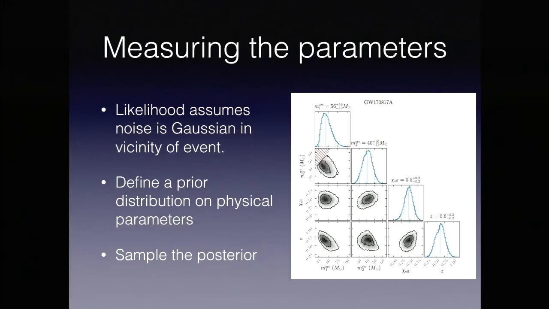So this is the latest event we published. And what you do is that you define a likelihood function assuming the data is completely Gaussian in the vicinity of the event. You define a prior distribution and you sample from the posterior. Sounds easy. It takes a while to understand it's easy, but then it's not that easy. But then it is easy because we are able to do it within minutes.